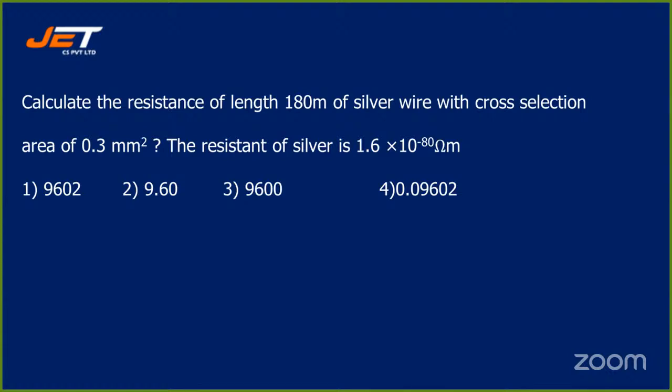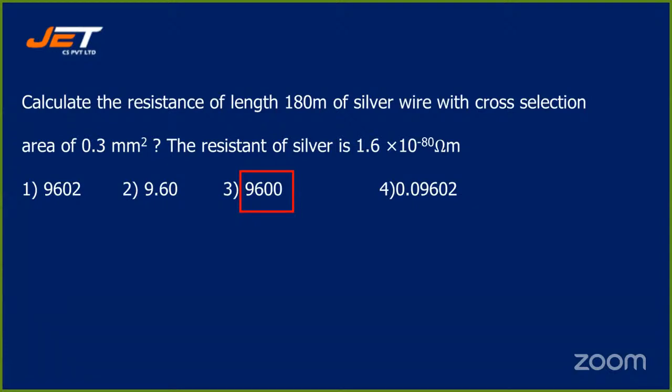Basically, resistance depends on length, it depends on resistivity and area, right? So R is equal to rho L by A, where rho is equal to 1.6 into 10 power minus 8, where rho is the resistivity. So you substitute these values and tell me the answer, which one you get. It is simple. You have to multiply 180 into 1.6 by 0.3 and it gives you 9,600. Because the area is in millimeters and the length is in meters, you have to convert everything accordingly so that you will get the answer properly.